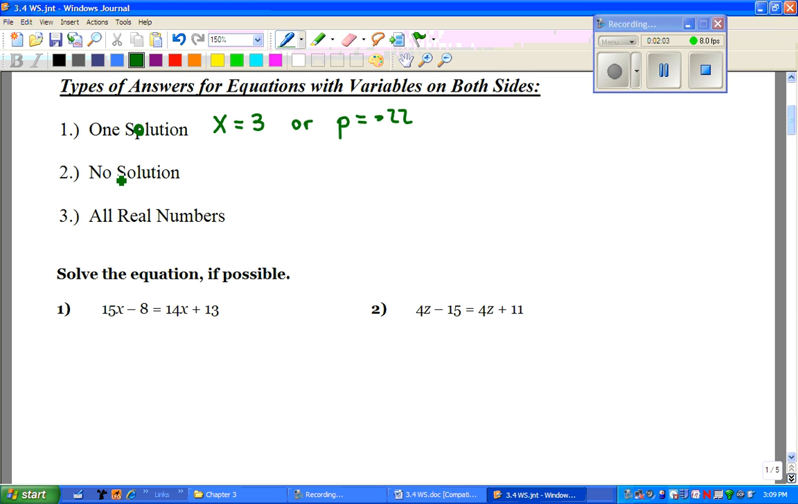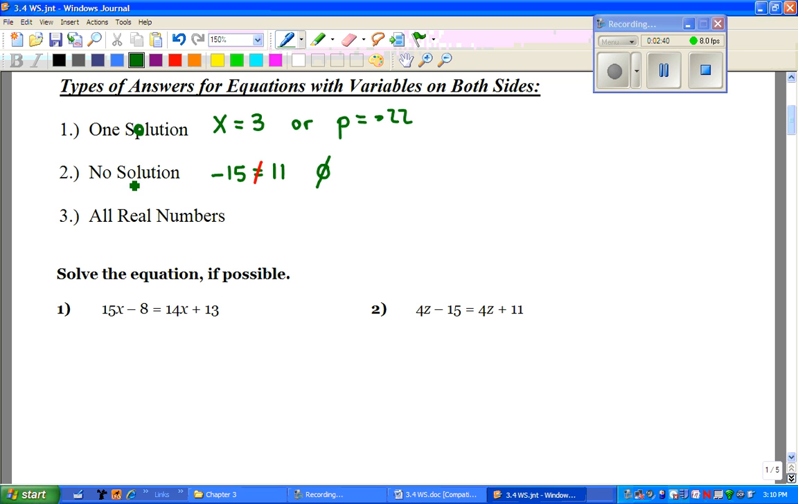Now, no solution, and I'll show you some examples of those. What will happen with those is you'll actually end up with the variables gone. For the most part, your variables will be gone, and you'll come up with something like negative 15 is equal to 11 at the end. And negative 15 equals 11, well, we all know that equation is totally false. Negative 15 does not equal 11. So this would be known as a no solution, and we would use this symbol. We'd have a 0 with a line through it, and that would be no solution.